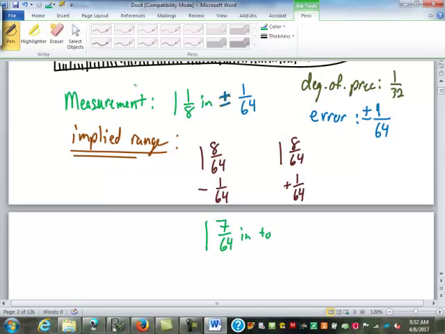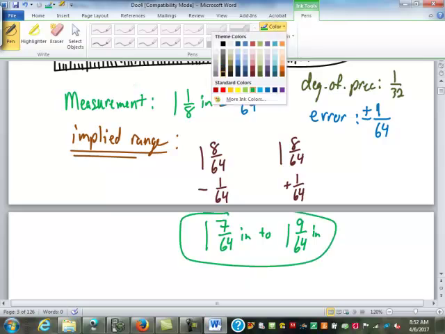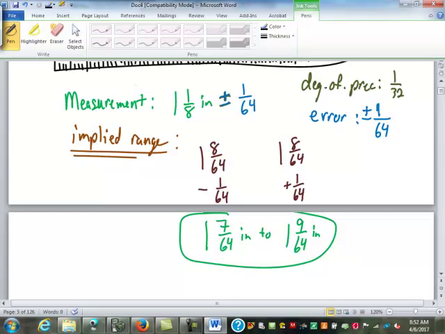How would you say that? Exactly what you just said. The implied range is 1 7/64 of an inch to 1 9/64 of an inch. That's exactly what you would say. So you need to keep in mind the degree of precision when something is measured. Measuring something on a ruler that only goes to the 1/8 of an inch and saying it's 1 1/8, well, that could be anywhere from 1 1/16 to 1 3/16. If it goes to a 64th like this one, however, it's 1 7/64 to 1 9/64. That's a much tighter range.